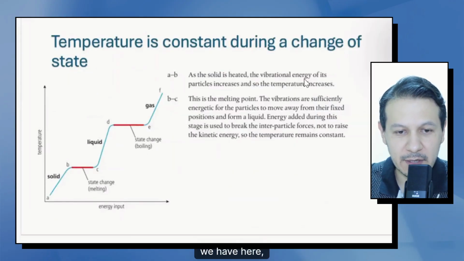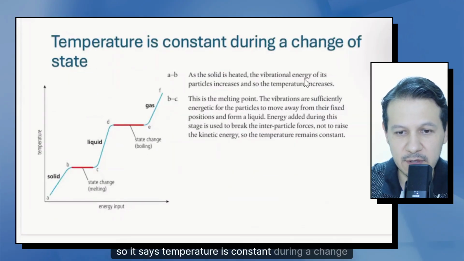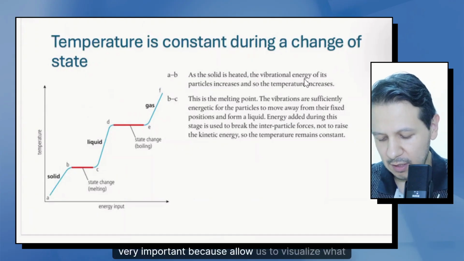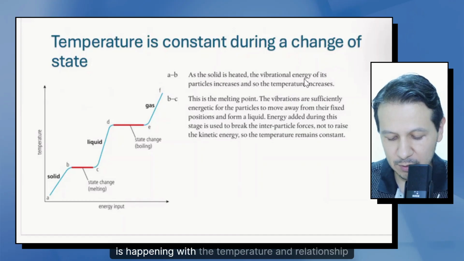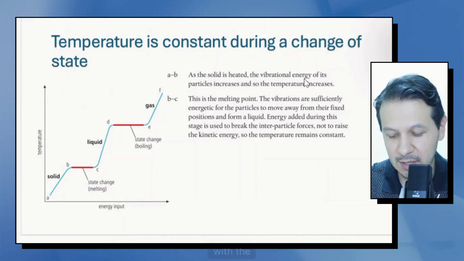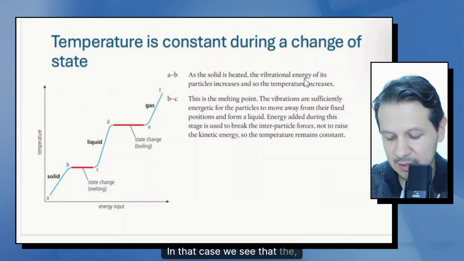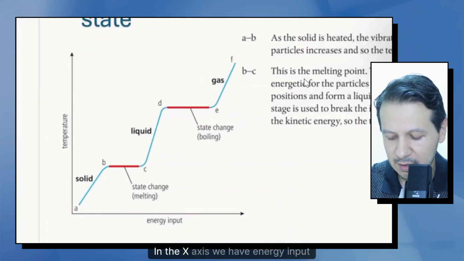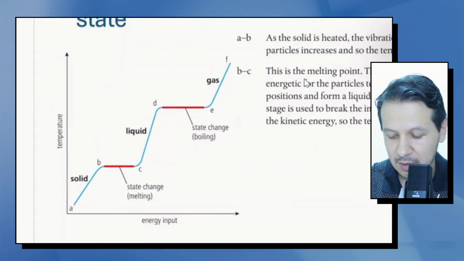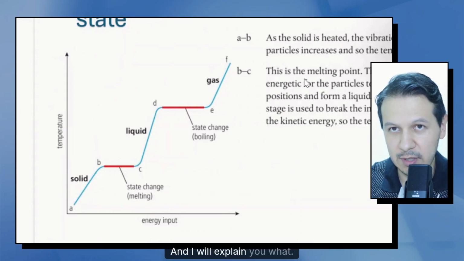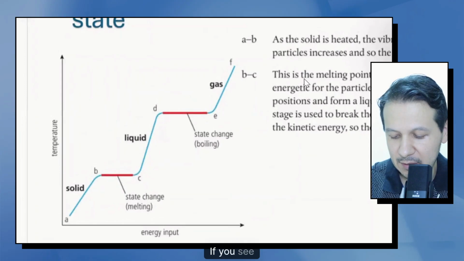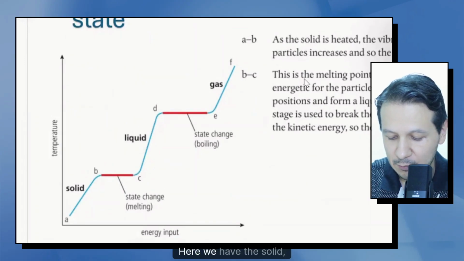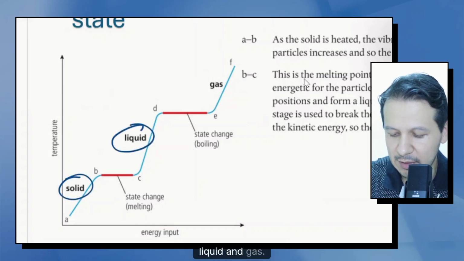So it says temperature is constant during a change of state. This diagram is very important because it allows us to visualize what is happening with the temperature and the relationship with the energy. In this case, we see that on the y-axis we have temperature, and on the x-axis we have energy input, which is different from kinetic energy, and I will explain what. If you see in this diagram, we have the states of matter. Here we have the solid, liquid, and gas.